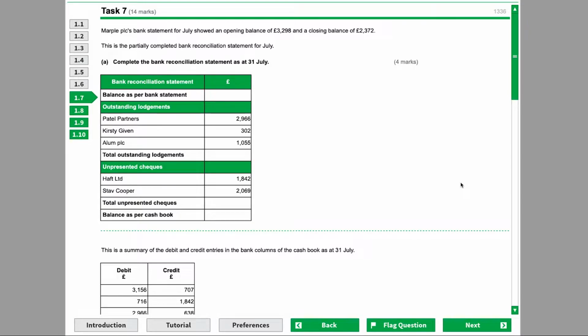Well, above it states that the bank had an opening balance of £3,298 and a closing balance of £2,372. Now, with us completing the bank rec at the end of the month, we can ignore the opening balance and just take the closing balance of £2,372. So let's enter that in.